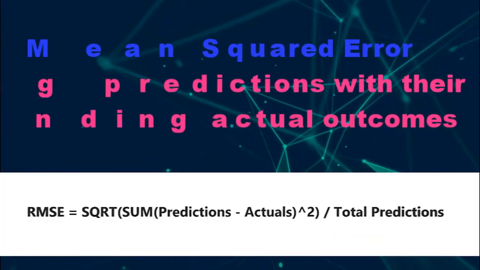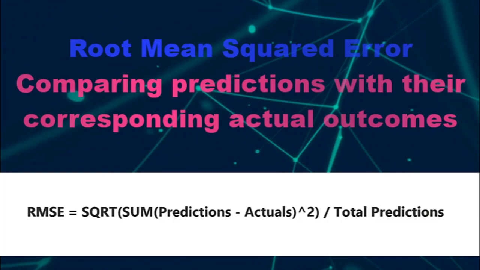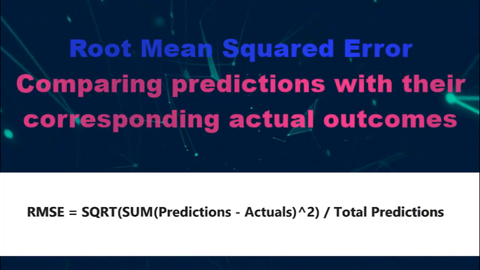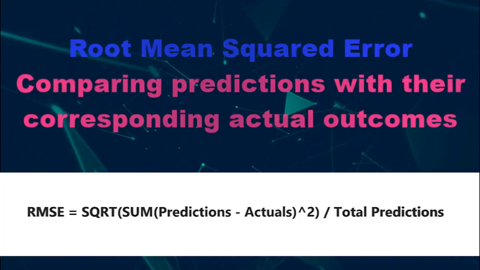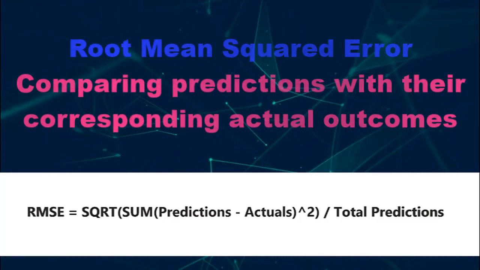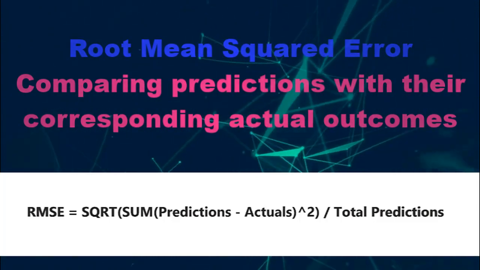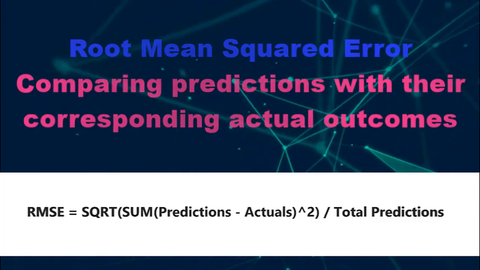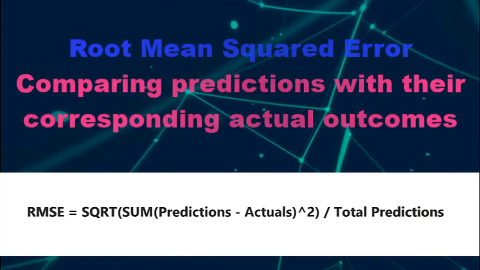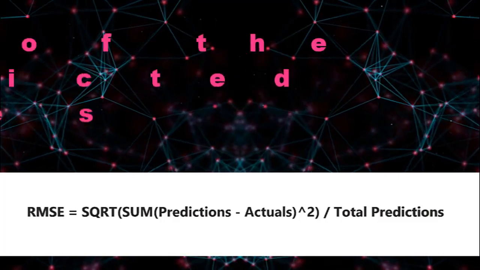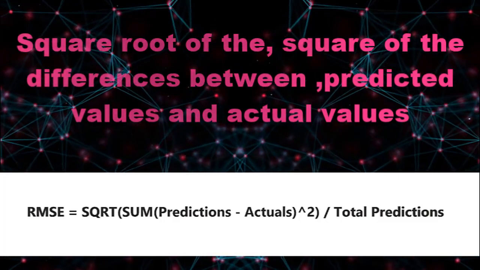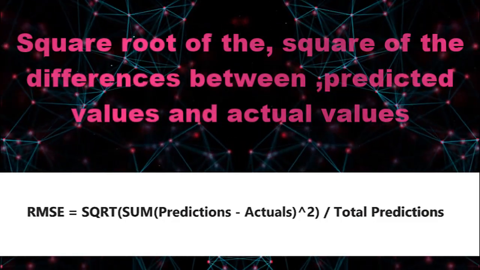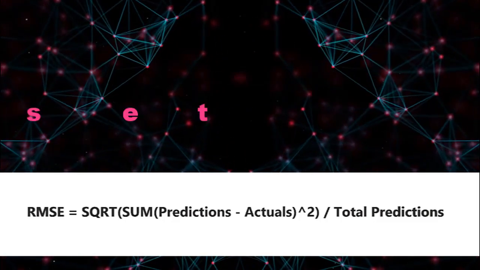Before proceeding to technical implementation, let's discuss one more important concept called root mean squared error. The root mean squared error is one of a number of ways of comparing predictions with their corresponding actual outcomes. It is a frequently used measure of the differences between values predicted by a model and the actual values. The root mean squared error represents the square root of the mean of the squared differences between predicted values and actual values.